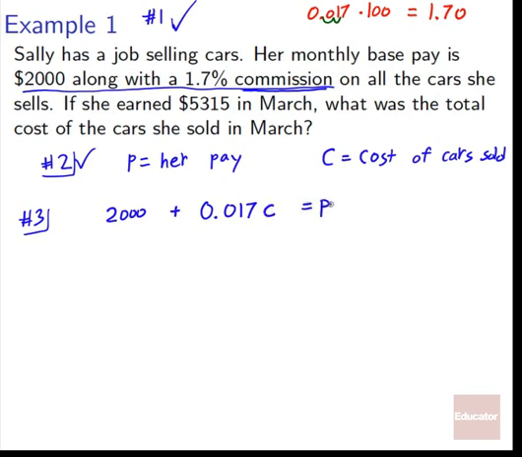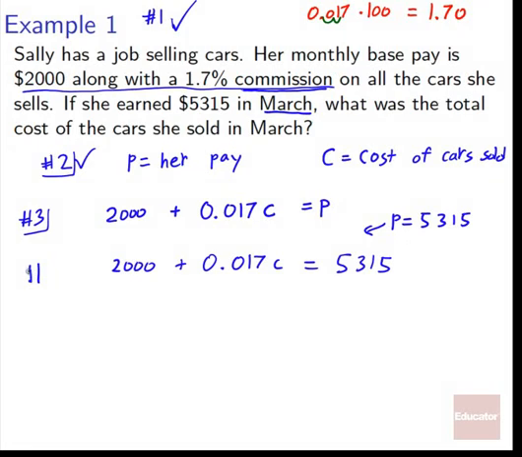in any given month. Now, what month are we looking at specifically? March. So we know that P in this case is equal to $5,315. So we take this information, we plug it in here, we have 2,000 plus 0.017 times the cost of the cars equals 5,315. From here, it's just step number 4.